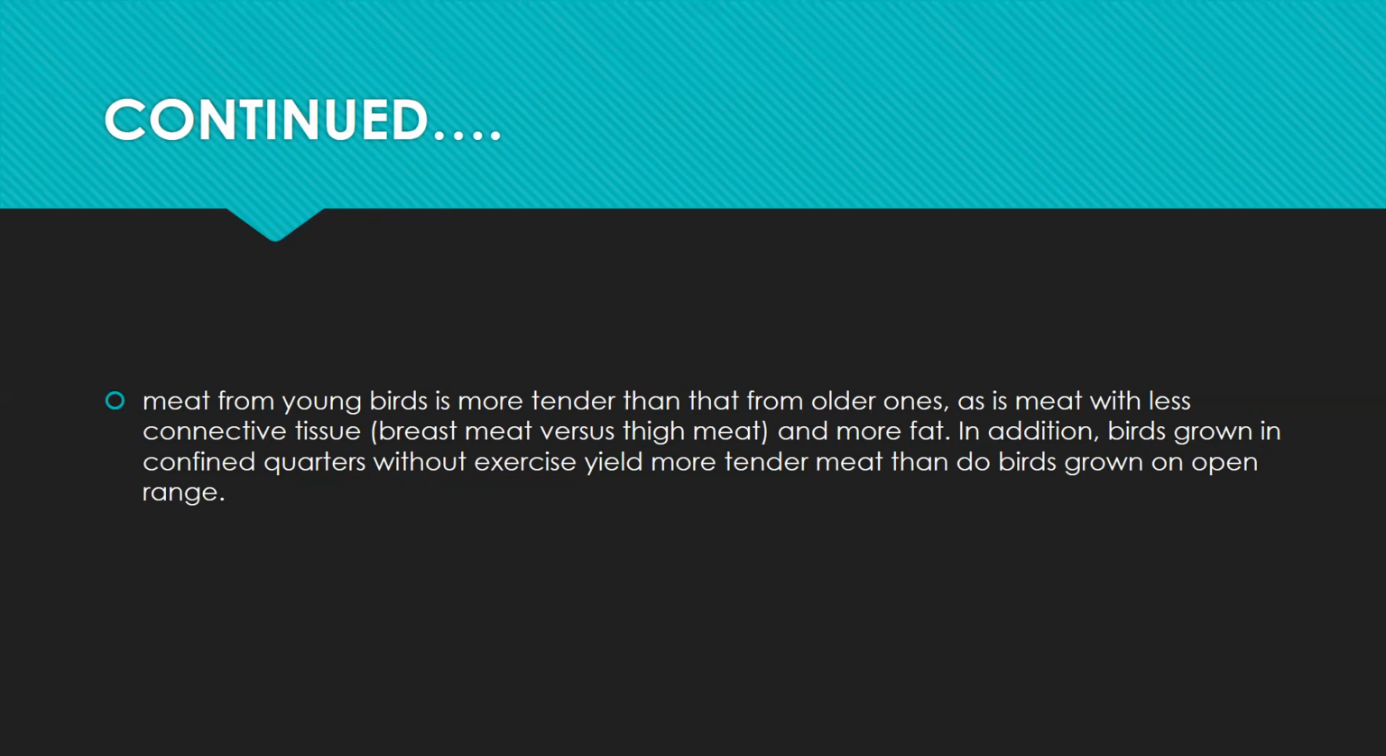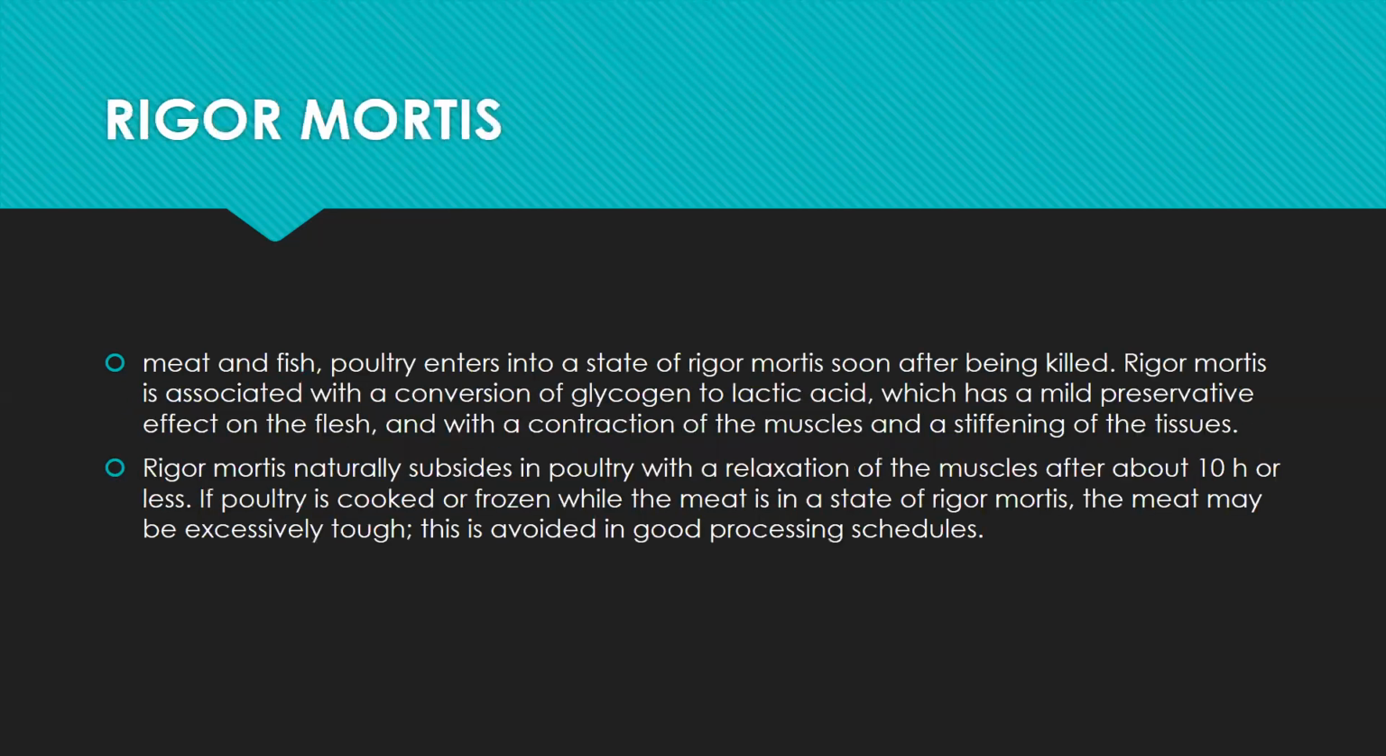Rigor mortis is a term which we have also discussed in meat. It occurs soon after being killed, and it is associated with conversion of glycogen to lactic acid, which has a mild preservative effect on the flesh, and there's a contraction of muscle and stiffness of the tissues.